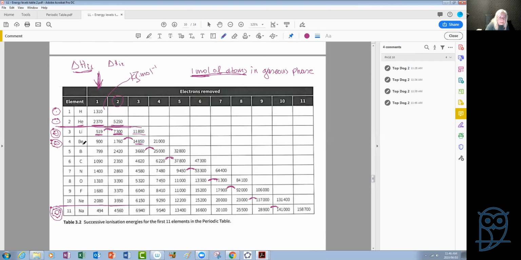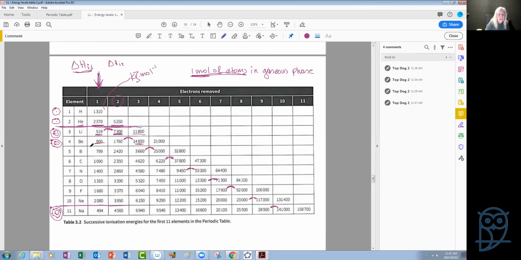Similarly for beryllium here, let us figure out the electronic structure of beryllium. It has 2 electrons in the inner energy level, which corresponds to n equals 1. And the other 2 electrons are in the energy level number 2. So these first 2 numbers correspond to energies required to remove these 2 electrons from energy level with the quantum number n equals 2.